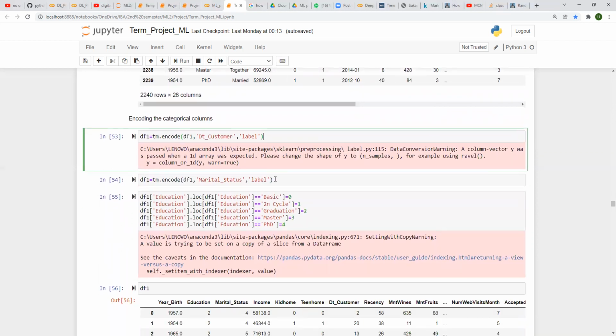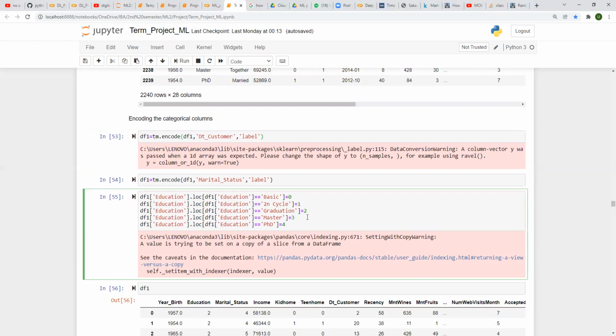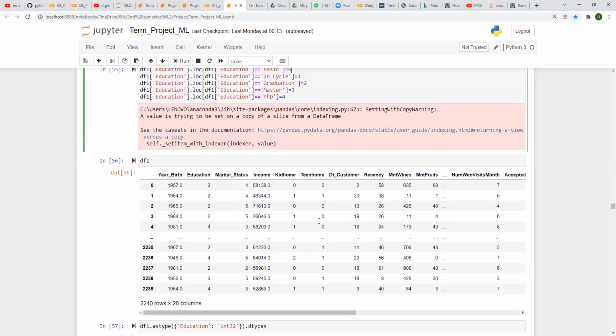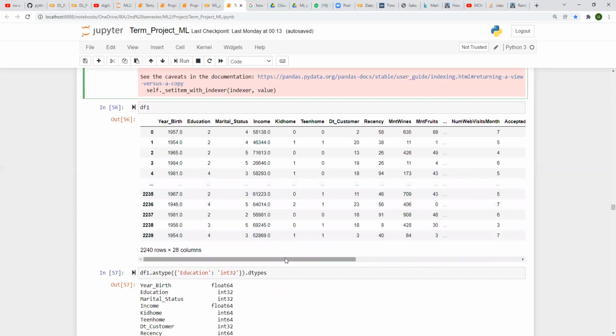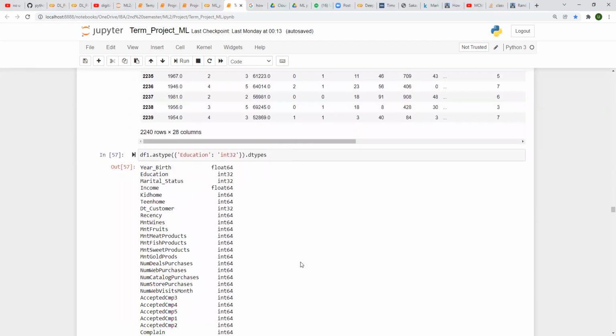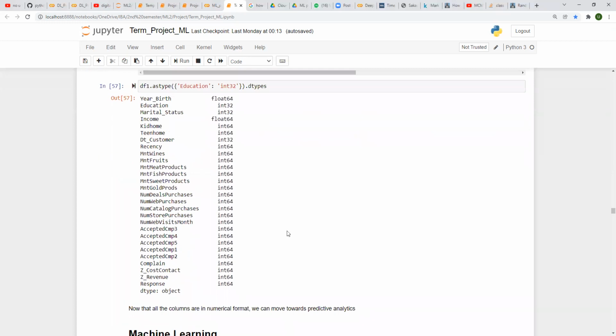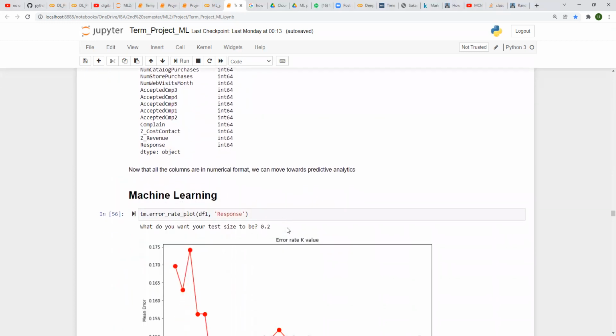There are only a few categorical columns. And I figured out that the education is of a hierarchical nature. So based on the ordinal encoding technique, I gave 0 to basic education and 4 to PhD education. It forms a scale. So it's like ordinal encoding. So once we have encoded, this is the encoded data set. All of them are numerical. And convert everything to integer or float. And now we can move towards the machine learning part.